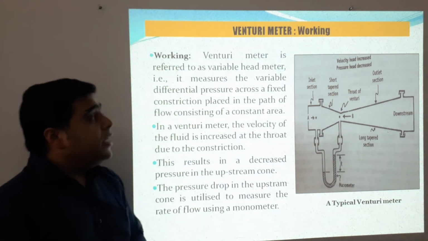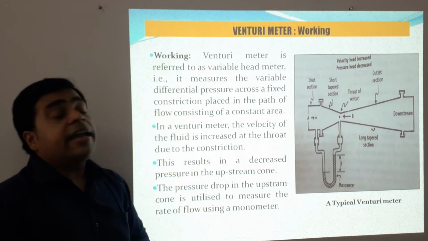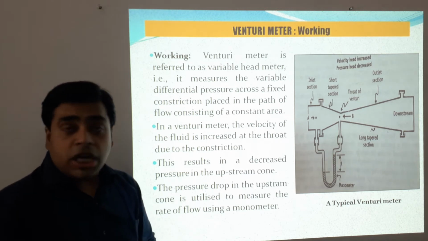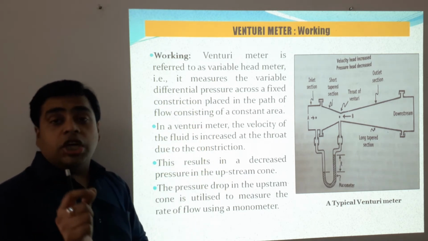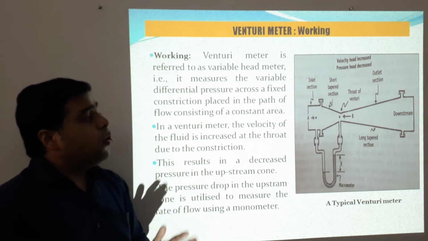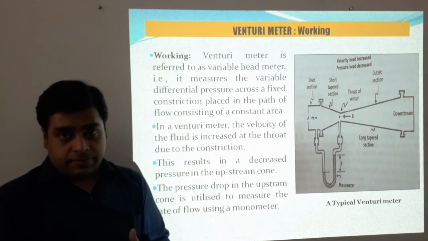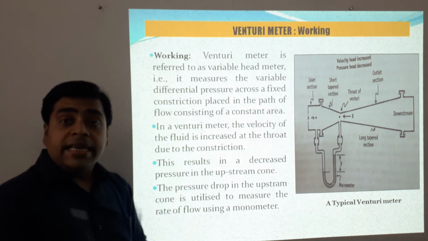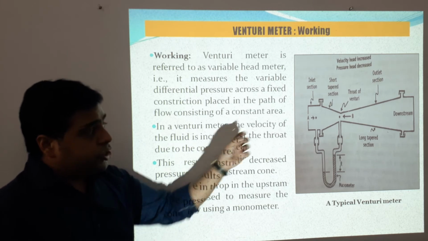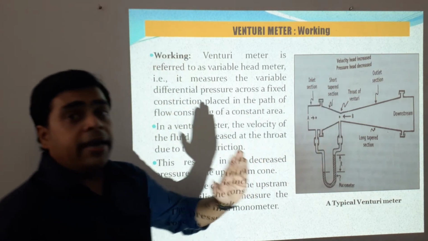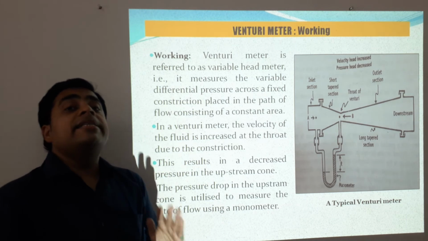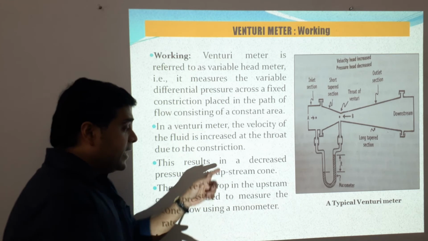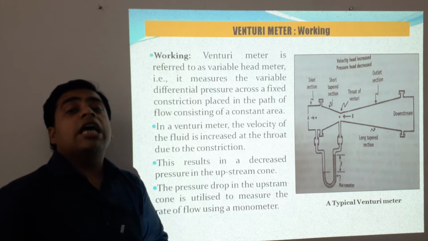Come to its working. A venturimeter is referred to as a variable head meter, that is, it measures the variable differential pressure across a fixed constriction placed in the path of flow consisting of a constant area. Now in a venturimeter, the velocity of the fluid is increased at the throat due to its constriction. Yes, this is the constriction point, and the velocity of the fluid just gets increased at that constriction point, and as a result of that constriction only, this results in a decreased pressure.